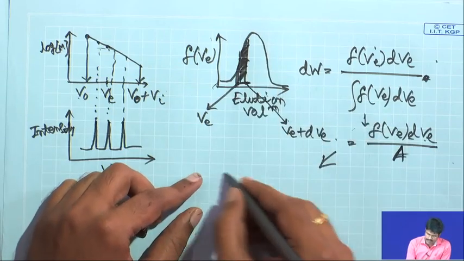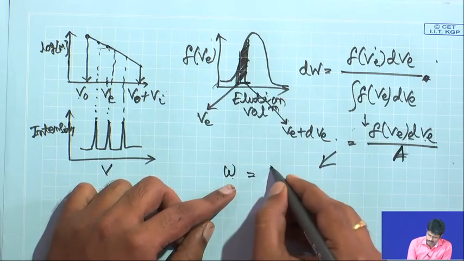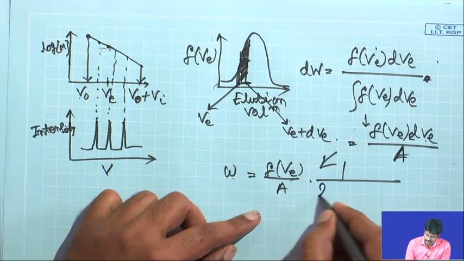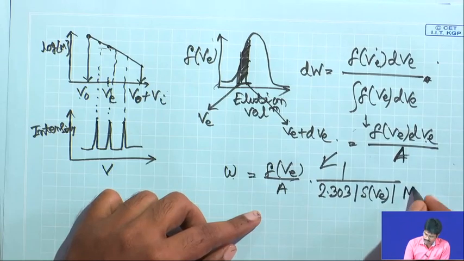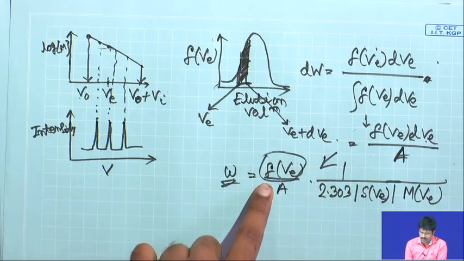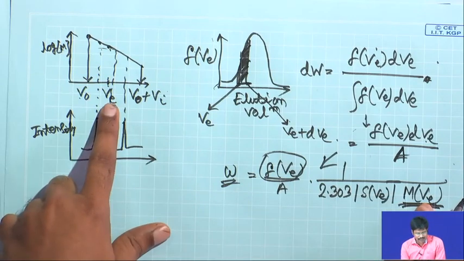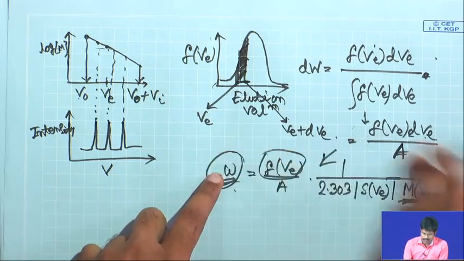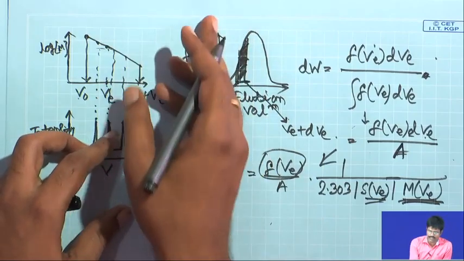If you do an integration, ultimately you will find that the weight fraction will be equal to F(Ve) divided by the area, into 1 by 2.303 S(Ve) into M(Ve). So, weight fraction is now correlated with the detector response, and M(Ve) is the molecular weight obtained at that particular elution volume, V equals Ve. You can put that in and construct this weight fraction curve. S is the slope at that particular point. So, now you can have the weight fraction on the y axis and the different molecular weights on the x axis.